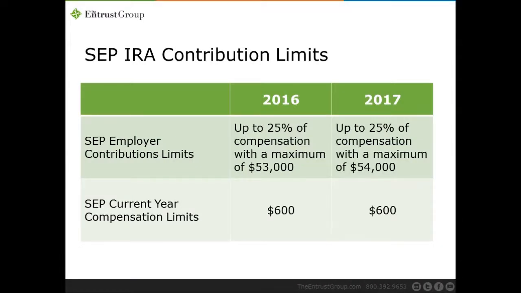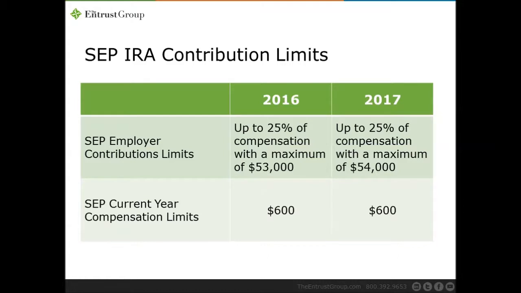The maximum contribution for a SEP IRA for 2016, and the reason for that is that SEP IRAs can be established up until the tax return due date plus extensions of an employer. And we'll talk about the tax return due dates for each type of structure the employer may be, whether it be sole proprietor, partnership, or corporation. We'll take a look at that later on under the Timely Tips slide later on in this particular course. But the contribution for 2016 is the smaller of 25% of each individual's compensation, not to exceed $53,000.